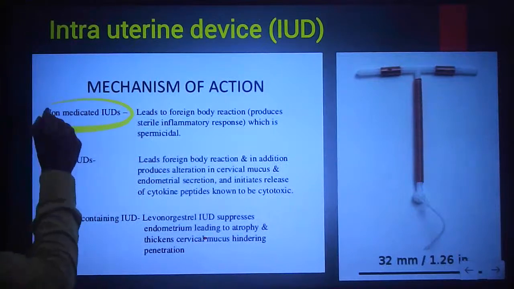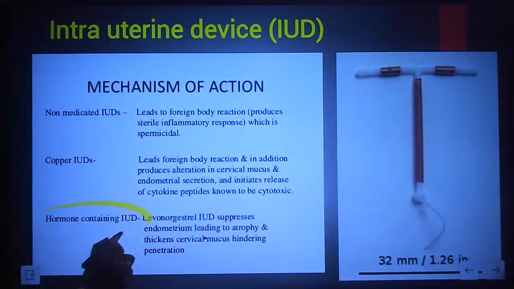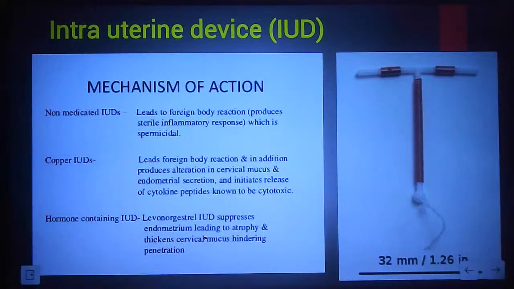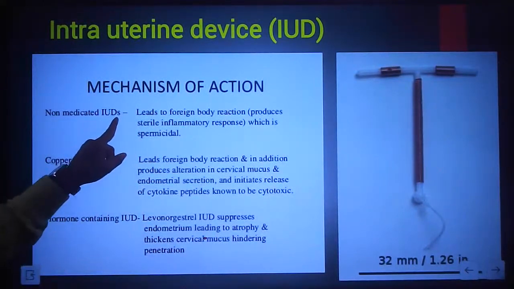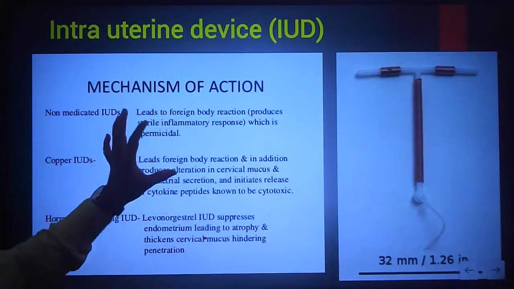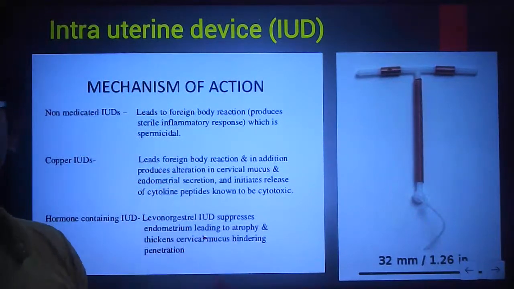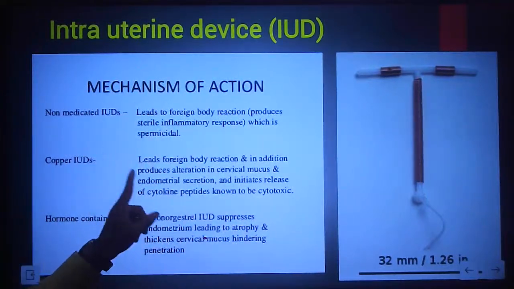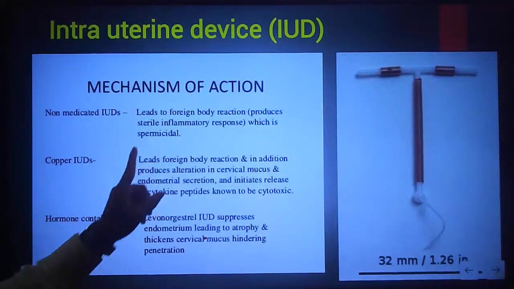Non-medicated IUD, copper releasing IUD, and hormone releasing IUD. You must know the examples for each. Can you give me one example for non-medicated IUD? Can you give an example for copper-releasing IUD? Can you give an example for hormone-containing IUD? Examples are very important. Definitely one question will come from this IUD part, without which your NEET paper will not be complete.